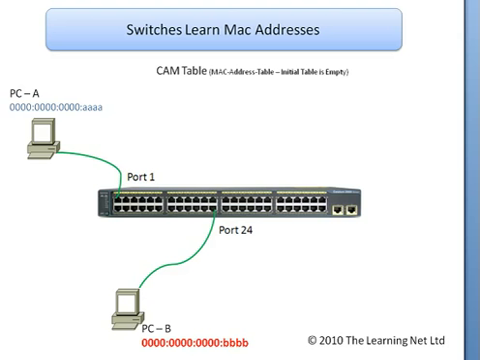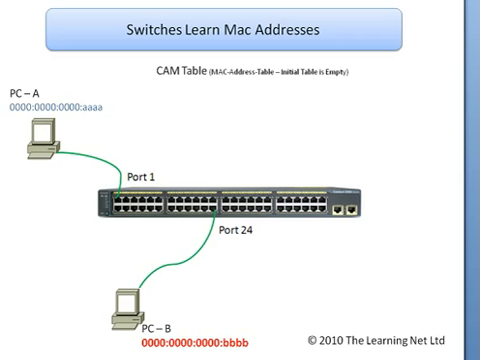When switches first boot up, the MAC address tables are empty, and that's where they store the MAC addresses, in the MAC address table, or its CAM table, its content addressable memory table. It will store the information that it's learnt in there. That information is stored in RAM, so obviously when the switch reboots, it loses that information. So I'd have to relearn everything all over again.